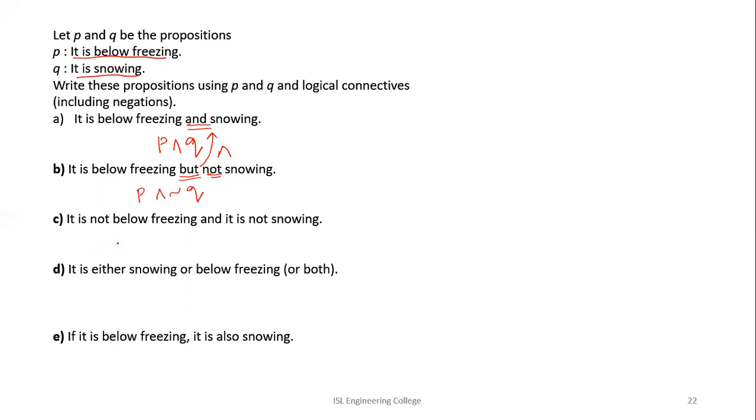Now, the next one is not below freezing, not snowing. So not below freezing is negation P and not snowing is negation Q. Now over here this is a bit tricky. It is either or. I did mention in the earlier class that either or is XOR, correct? But in brackets it is given that it may be snowing or below freezing or both. So this is not XOR, it is or.